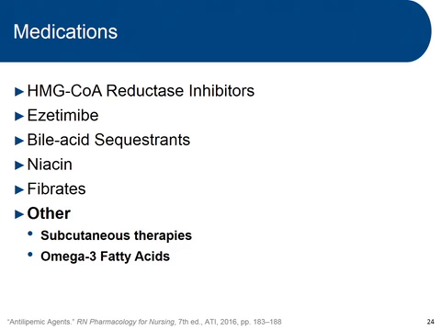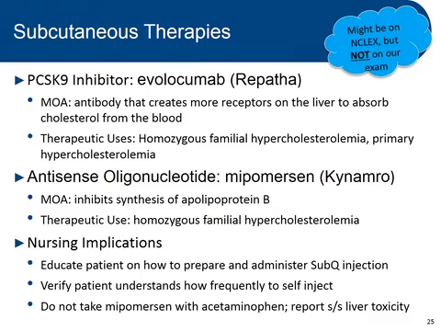Finally, let's talk about some of those other agents, some of which are starting to become more popular. And then, of course, the CAM product, omega-3 fatty acid. So let's talk about the subcutaneous therapies first. Probably the one that I think you're going to see, maybe not so much now, but maybe in a few years, are the PCSK9 inhibitors, evolocumab or Repatha. This drug is a monoclonal antibody. It creates more receptors on the liver to absorb cholesterol from the blood.